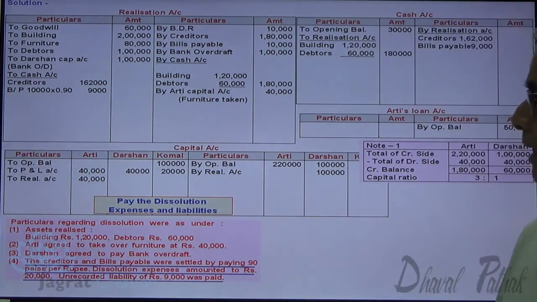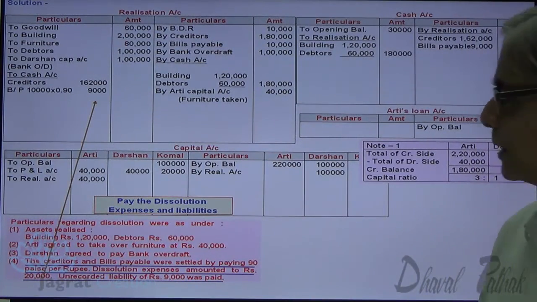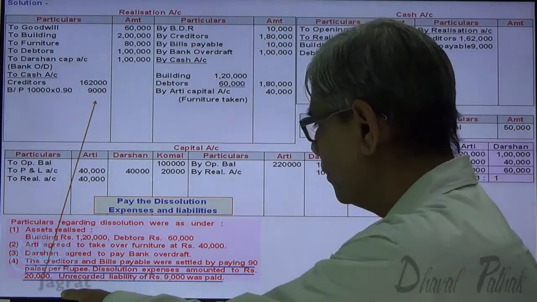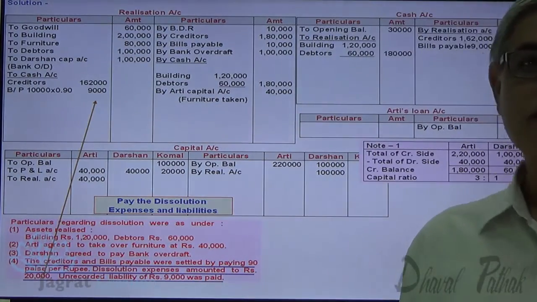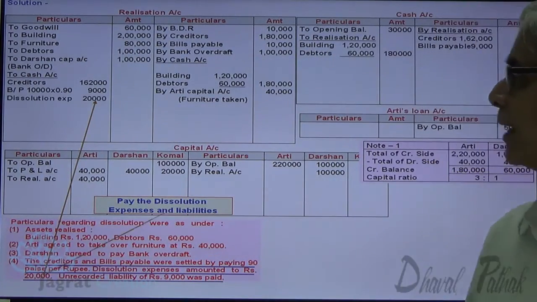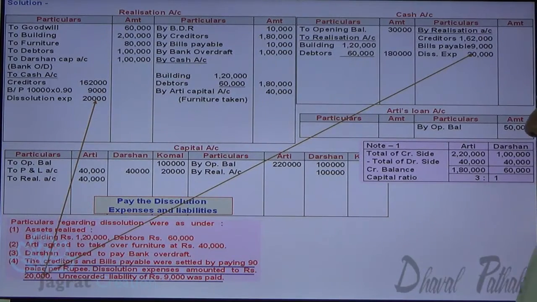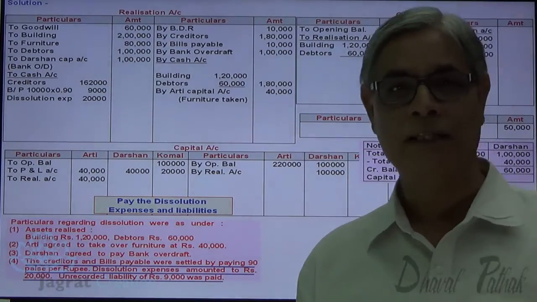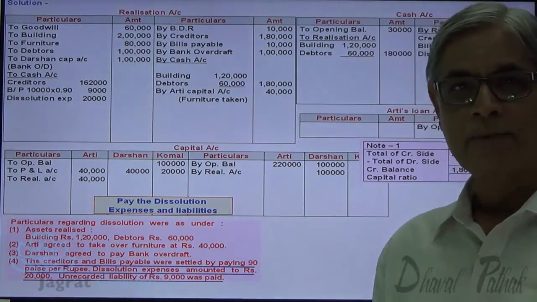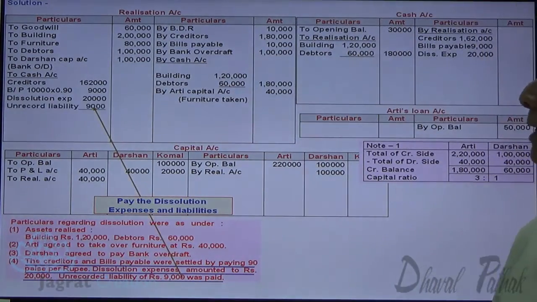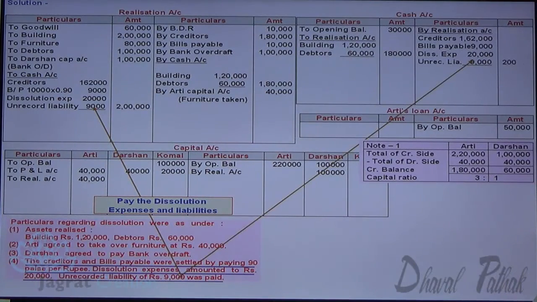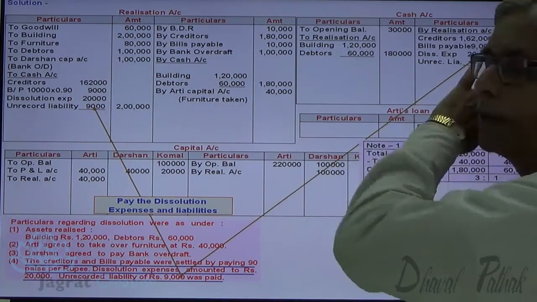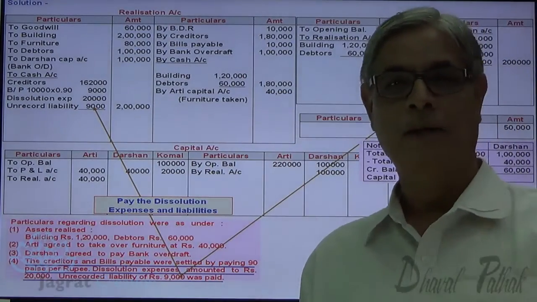Now, dissolution expenses paid. How much are the dissolution expenses paid? 20,000. What's the entry for that? Realization account debit to cash account credit, dissolution expense paid. Over and above, there is an unrecorded liability of 9,000 that is paid. The journal entry for that is also the same. Realization account debit to cash account credit. This is how all liabilities are settled.